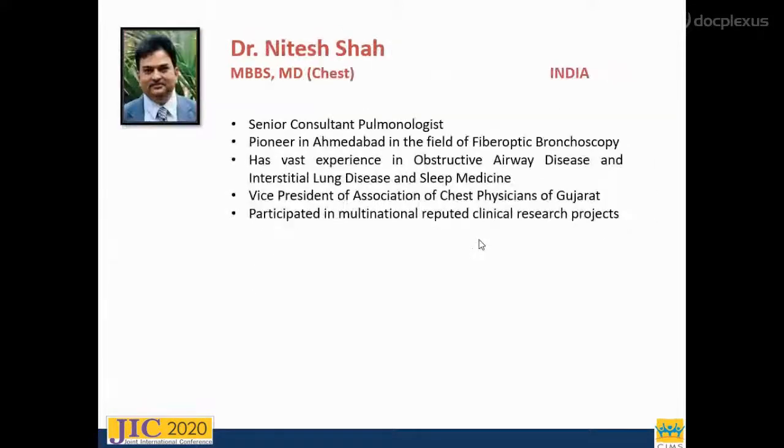Further to this, we also have with us Dr. Nitesh Shah, who is a senior consultant pulmonologist. He's a pioneer in Ahmedabad in the field of fibro-optic bronchoscopy, with vast experience in obstructive airway disease, interstitial lung disease and sleep medicine. He's also the vice president of the Association of Chest Physicians of Gujarat. It's a great pleasure to have you here, Dr. Bhavin and Dr. Nitesh. We shall go towards the videos now.